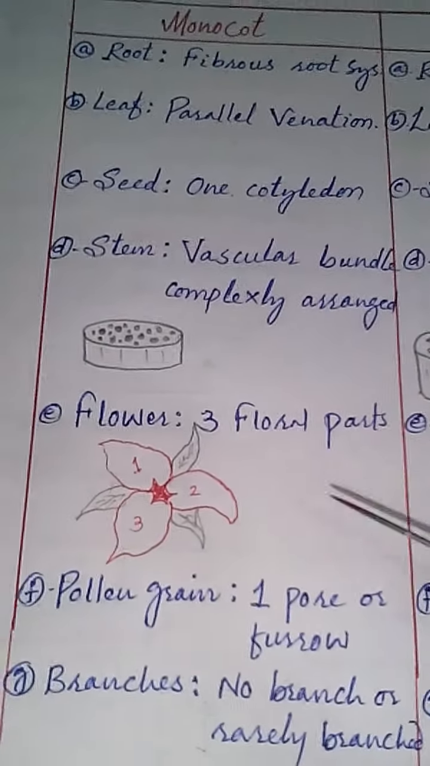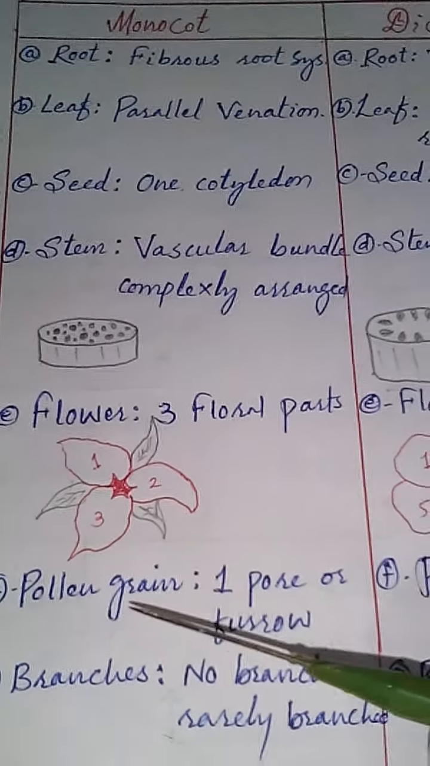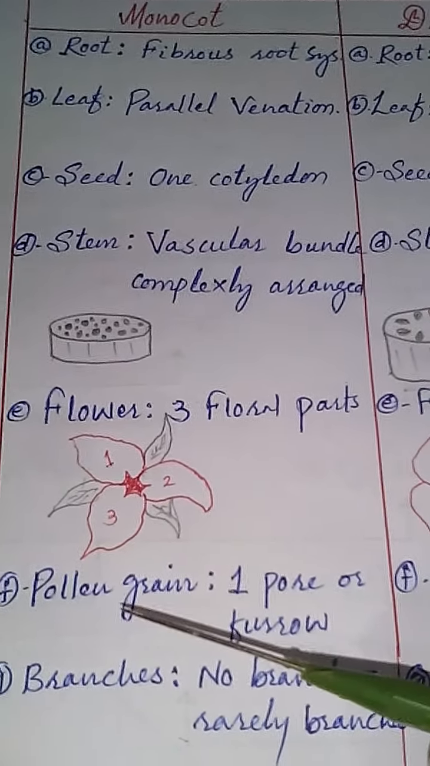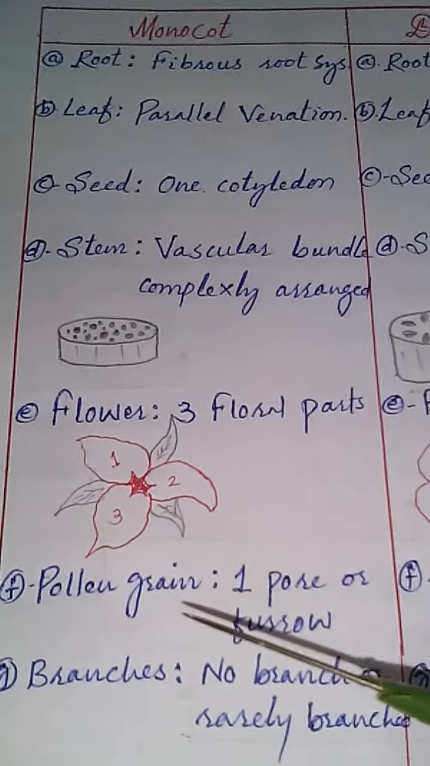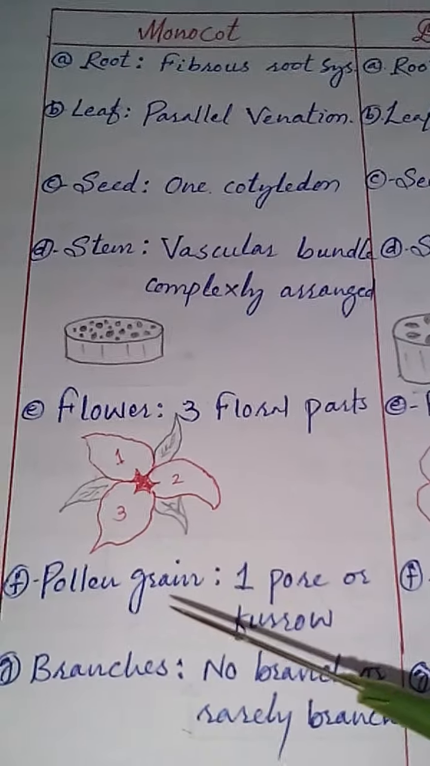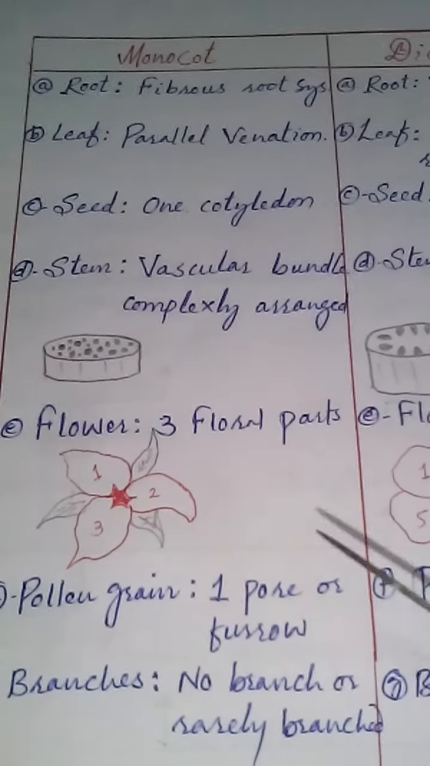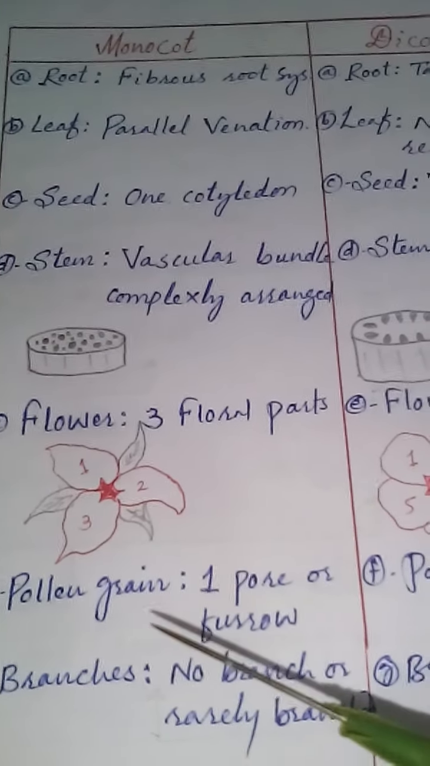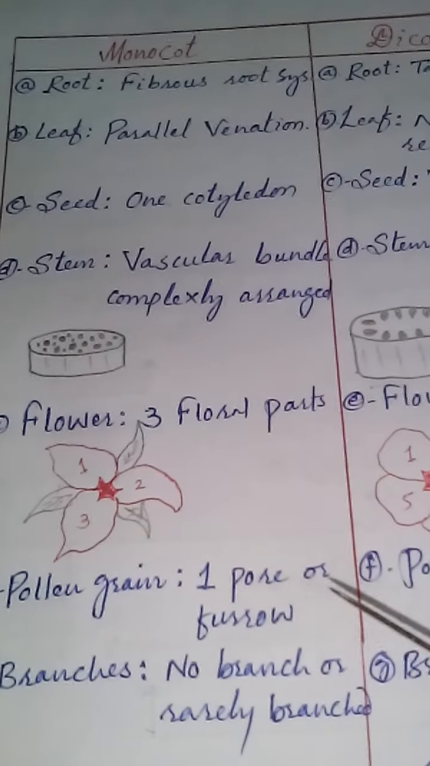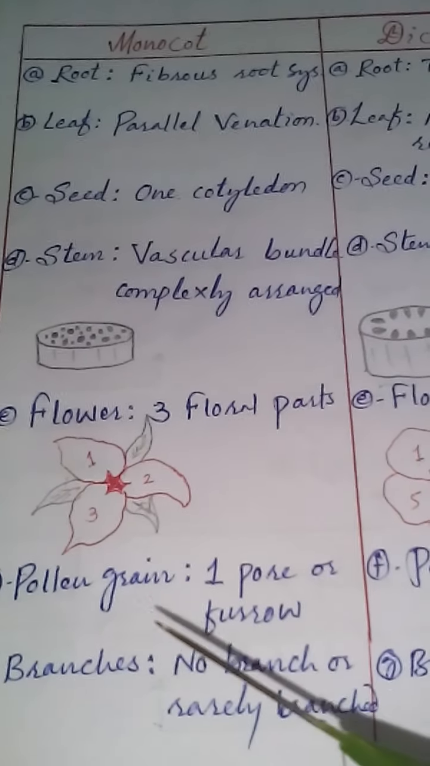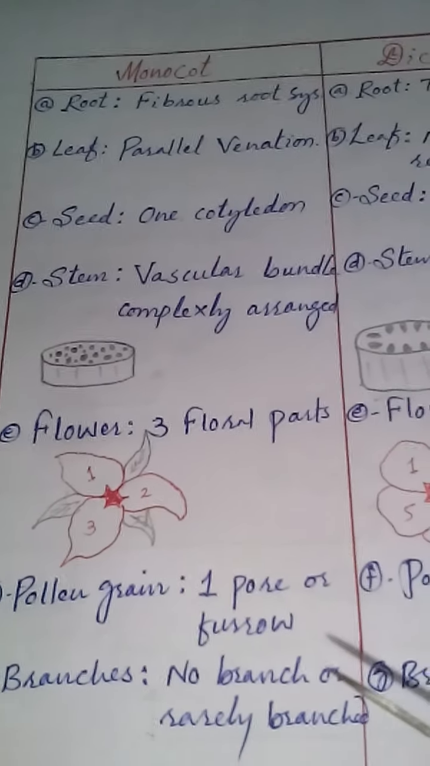Then the next point to compare the monocotyledon with the dicotyledon is its pollen grain. The pollen grain is the male sex organ in the flower. This pollen grain has a little bit of change in structure between these two, mono and dicot. The monocot pollen grain shows only one pore or only one furrow. This is the specific structure of the pollen grain of the monocotyledonous plant.